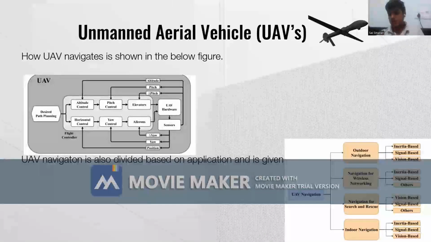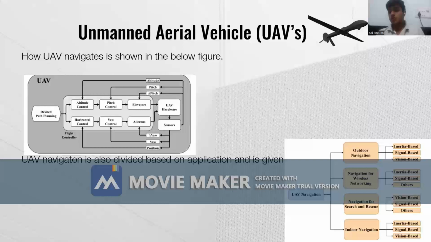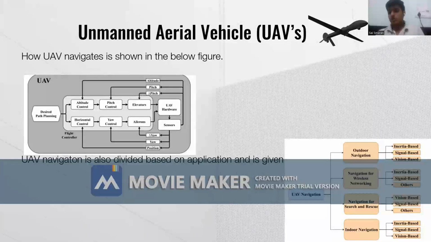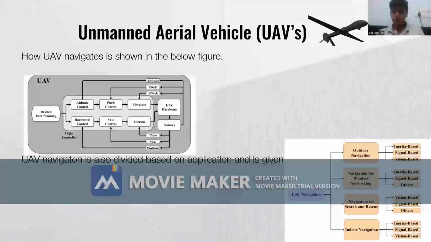The UAV navigation is divided based on the application, as shown in the given figure. Outdoor navigation is inertia, signal, and vision based. Vision based means it's based on the camera and IR sensors which are there. Navigation for wireless networking is again inertia and signal based. Navigation for search and rescue is vision, signal based or others. And indoor navigation is almost similar to outdoor navigation, only the payload, that is, the sensors, will be different in this case.